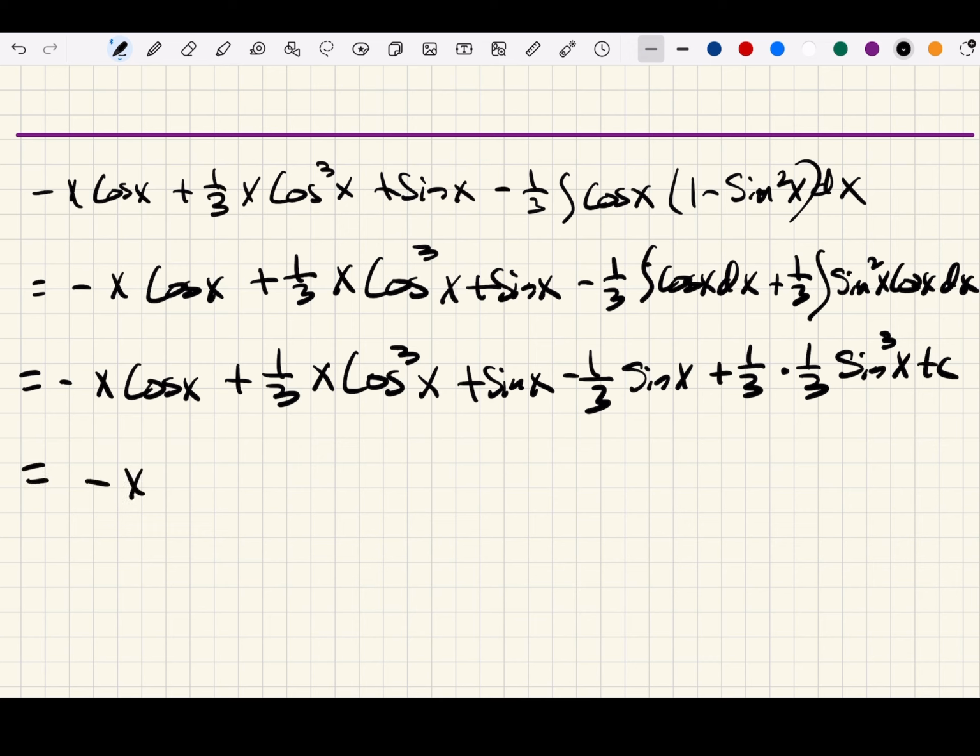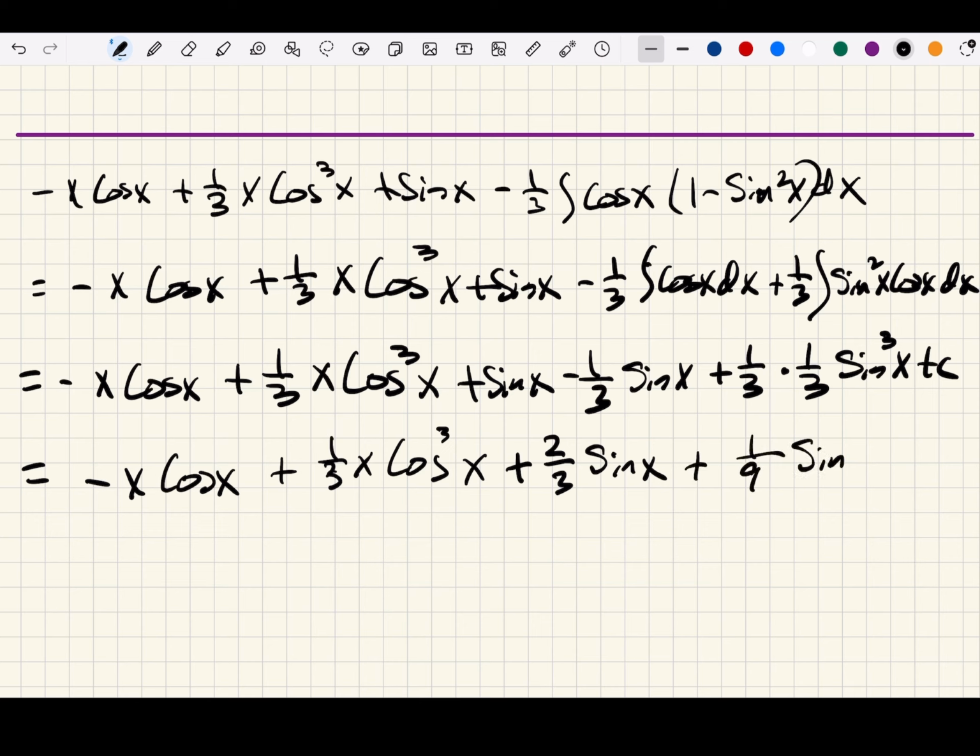So now all we've got to do is combine our like terms. So minus cosine x plus 1/3 x cosine cubed x. Now I've got sine x minus 1/3 sine x, so that's going to be 2/3 sine x, right? So plus 2/3 sine x plus 1/9 sine cubed x plus c.